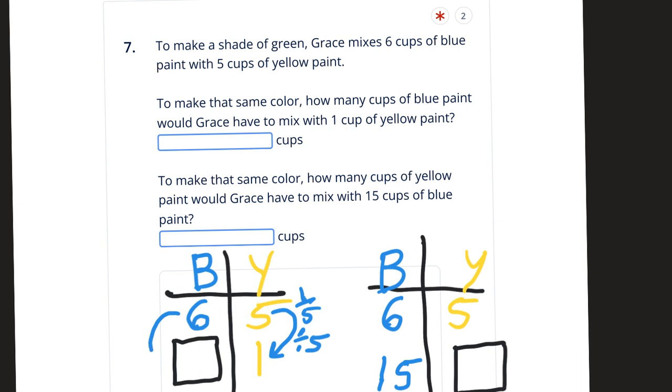Whatever we do to the yellow, we have to do to the blue to keep it proportional. So we're going to have to do 6 divided by 5. And when we do that, we get 1.2. So the answer to this one was 1.2 cups of blue.